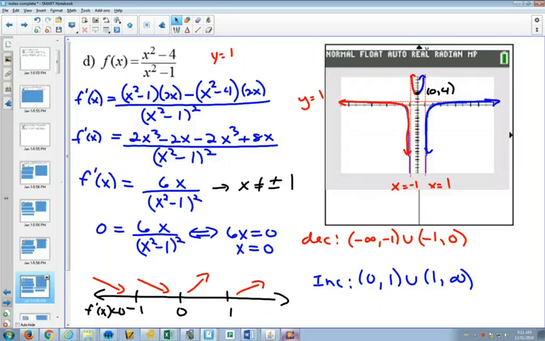So with calculus, it gives us information, but then we also have to use some common sense: with asymptotes there, how would that be possible?